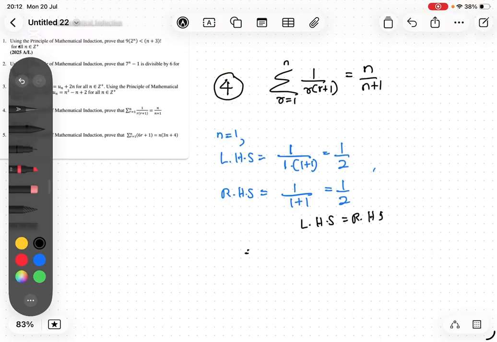Therefore, the result is true for n equals 1. Is it clear? Therefore, the result is true for n equals 1. Right.